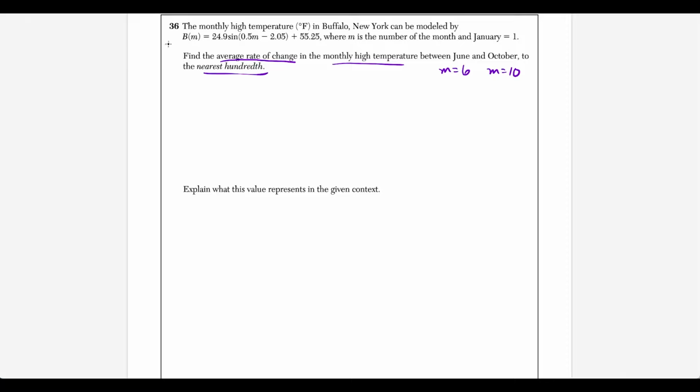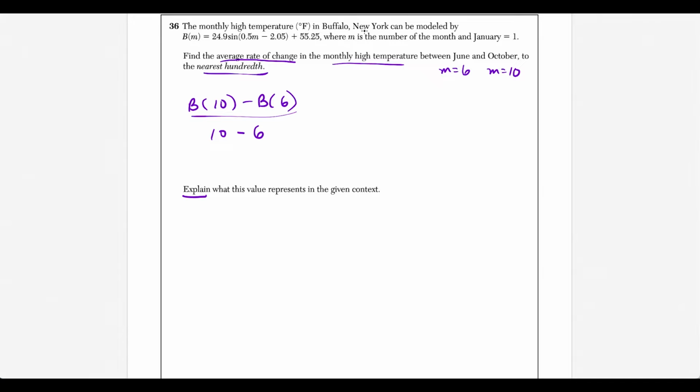And when we're writing it in terms of this function, we're really going to be finding b of 10 minus b of 6 over 10 minus 6. So this is just the formula. But I'm going to actually write the units here because when we have to explain later, having the units is going to help us make sense of the question.